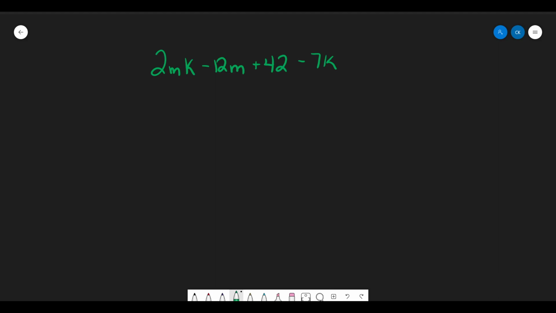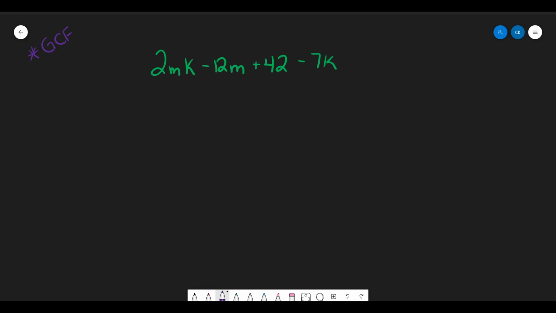Okay, so let's try another one here. So here I have 2mk minus 12m plus 42 minus 7k. Again, I should always look to see, can I GCF anything out? 2, 12, 42, and 7, well, no, unfortunately, they don't have any common factors. I don't have an m in every term, and I don't have a k in every term, so there is no GCF for the entire polynomial, so I don't have to worry about that.